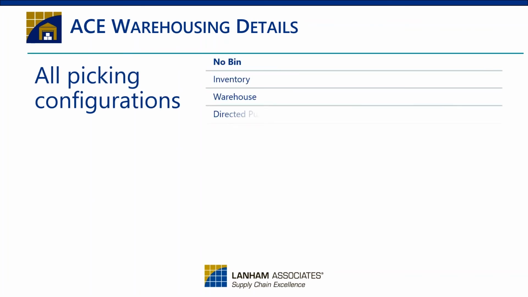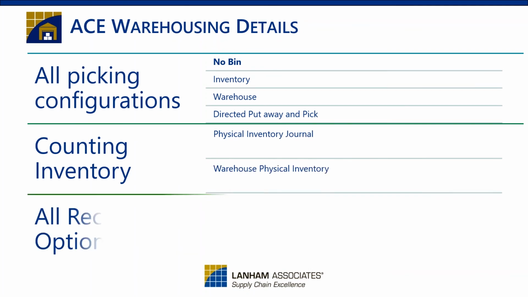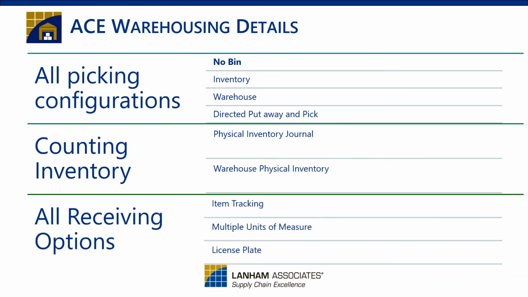So that means for picking, no bins, yes. Inventory pick, yes. Warehouse pick, yes. Directed put away and pick, yes. All those configurations are now supported. Do you need to take inventory? We can support you with either the physical inventory journal or the warehouse physical inventory journal if you're using advanced warehousing. When it comes to receiving, can I do item tracking on the handheld device in blue? The answer is yes. Do I support multiple units of measure and license plating? The answers there are also yes, in any configuration that exists inside Business Central.